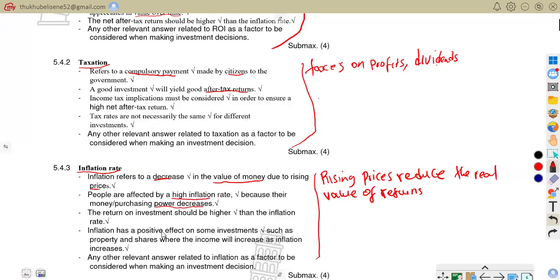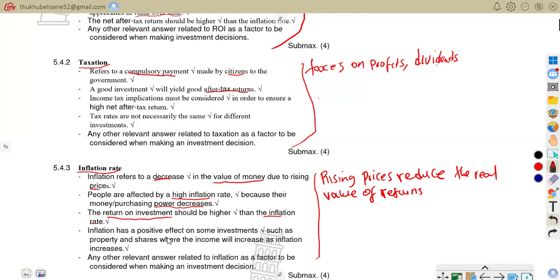If the prices increase, it is going to affect the purchasing power. People are not going to buy in numbers. They are going to buy inferior goods because they cannot afford better. The return on investment should be higher than the inflation rate. That is when you can say it's okay.